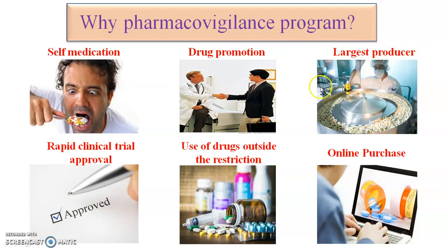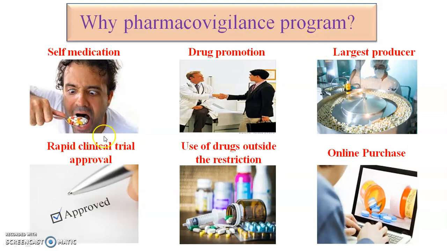And third one will be the largest producers. As we look at India, we are among the largest producers in the world. So many pharmaceutical formulations are available within India. We don't know which pharmaceutical formulation will be used for a particular disease. So there will be guidelines, but most of the time those guidelines are mismatched when the rational use of medication is examined.